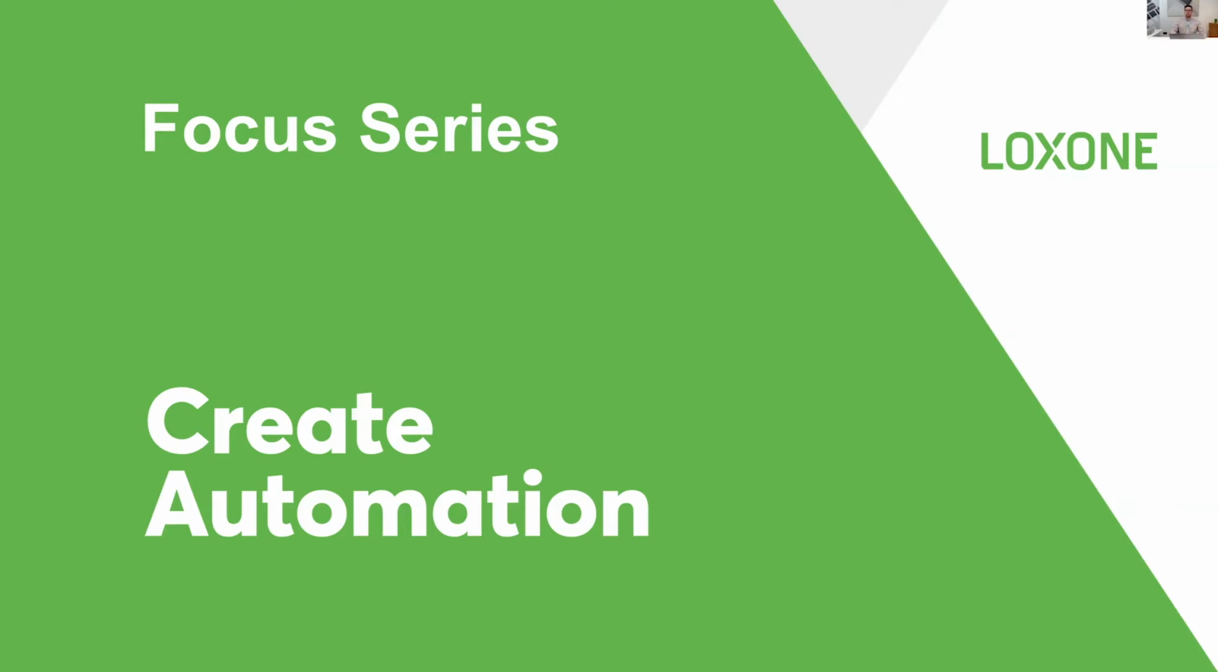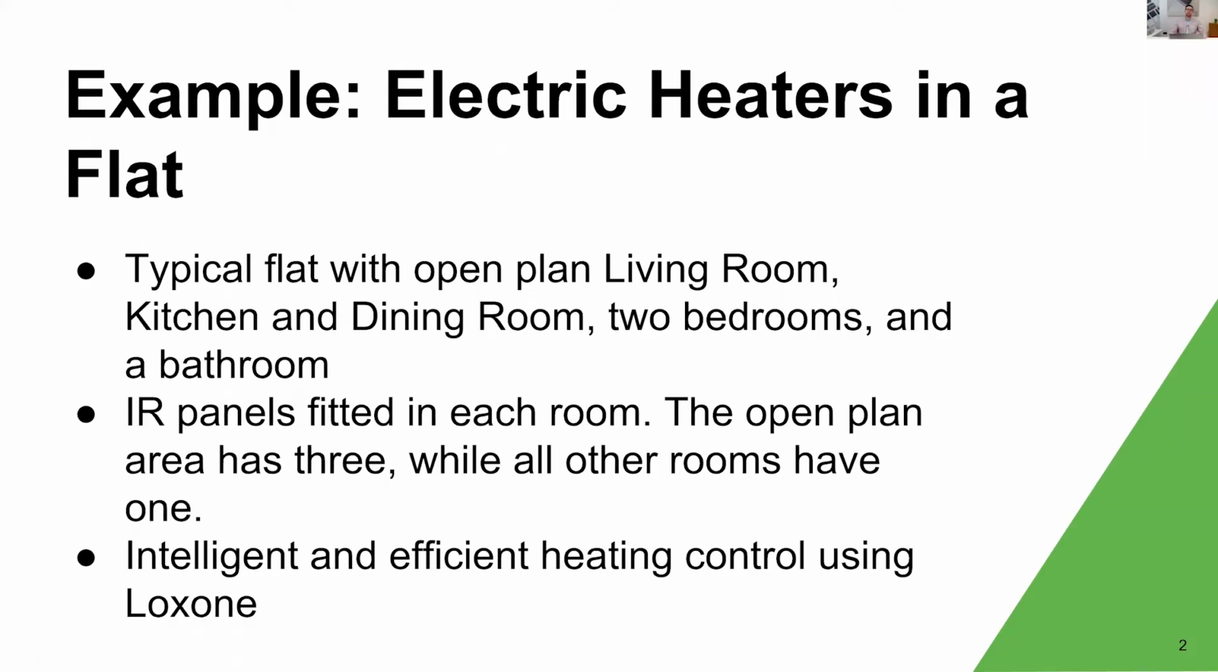So what we're going to be doing is looking at a particular scenario, which is this: electric heaters in a flat. We have a fairly typical UK flat that has an open plan living room, kitchen and dining room. It's got 2 bedrooms and a bathroom. In each of these rooms, we have infrared panel heaters. In the bathroom and the 2 bedrooms, there is 1 infrared panel heater in each room, and in the open plan living room, kitchen and diner, we've got 3 infrared heaters. We're going to look at how to intelligently and efficiently manage these using Loxone.